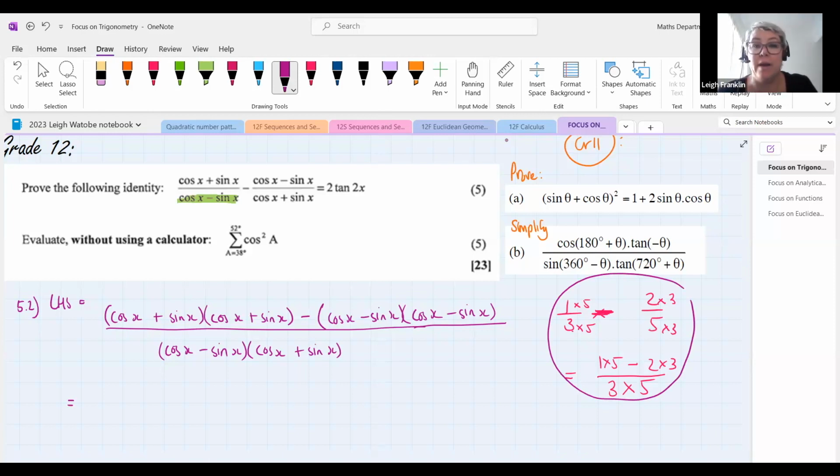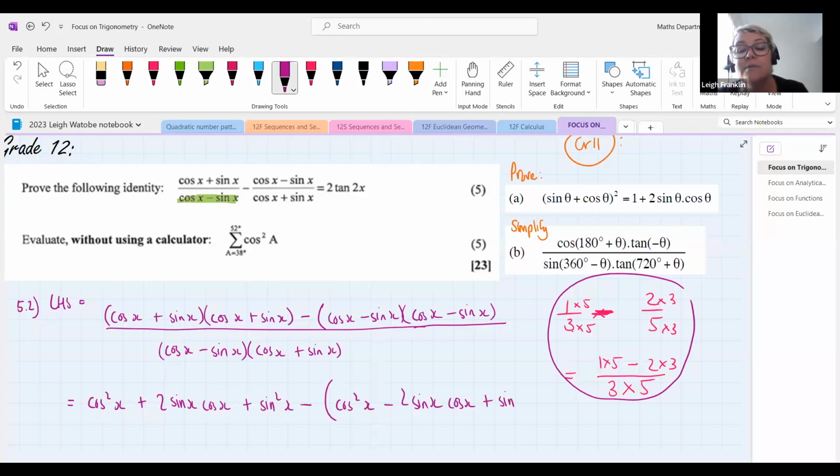Now let's multiply out our brackets. We're going to FOIL. So that gives us cos squared x. In fact, the grade 11s could listen to this as well, because there's not really anything we're doing here that they wouldn't know. Then in the middle, we would get sin x cos x, sin x cos x. So that would give us 2 sin x cos x plus sin squared x. Minus, and then I've got to keep my brackets. Here I'm going to end up with cos squared x minus 2 sin x cos x plus sin squared x. And all of this is still over my denominator, cos x minus sin x, cos x plus sin x.